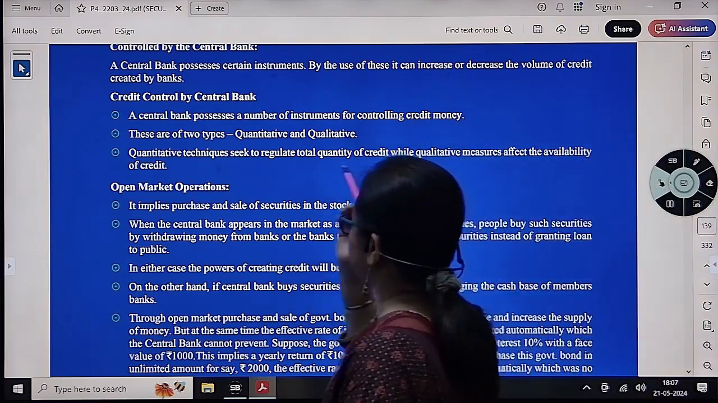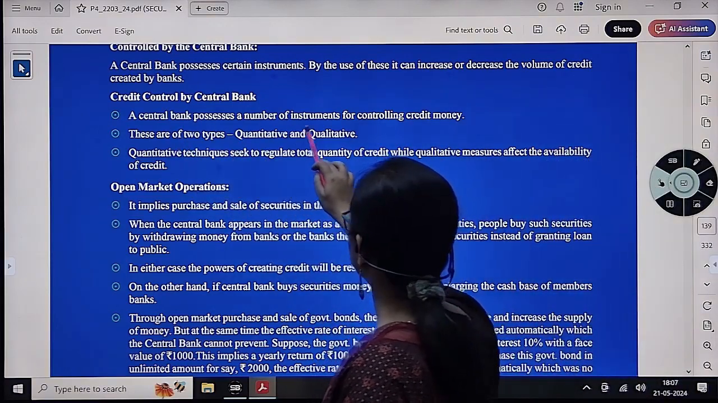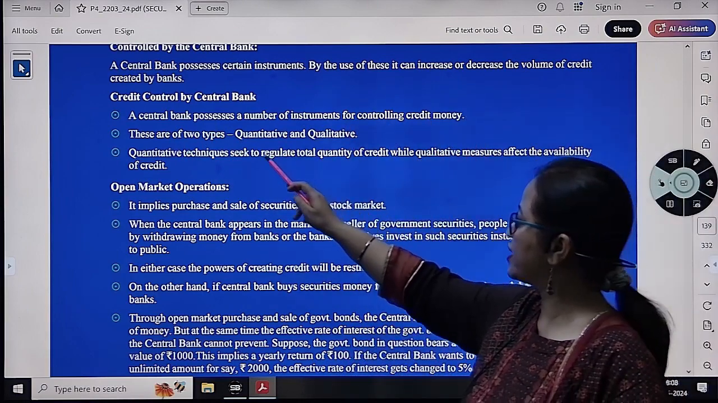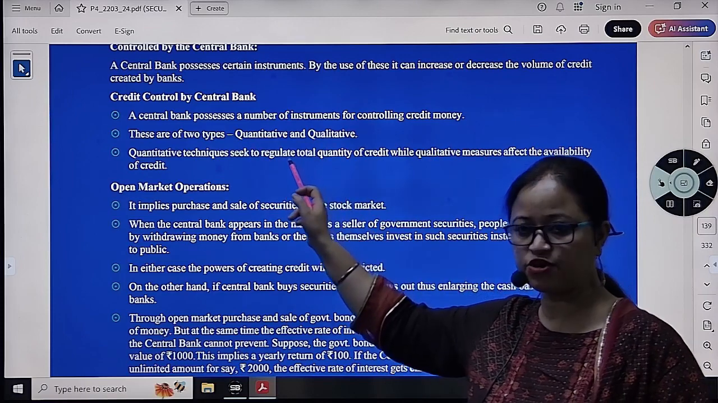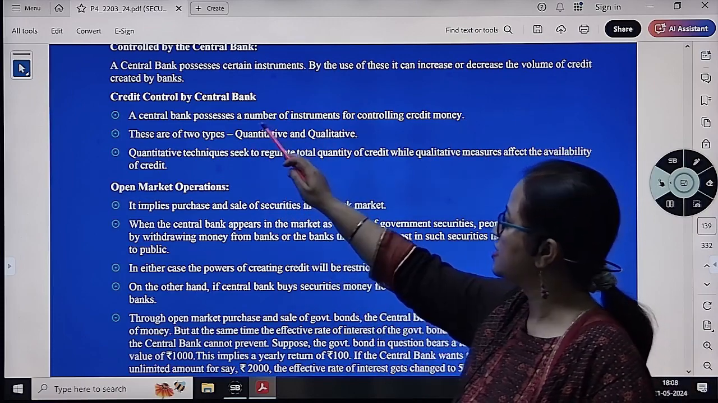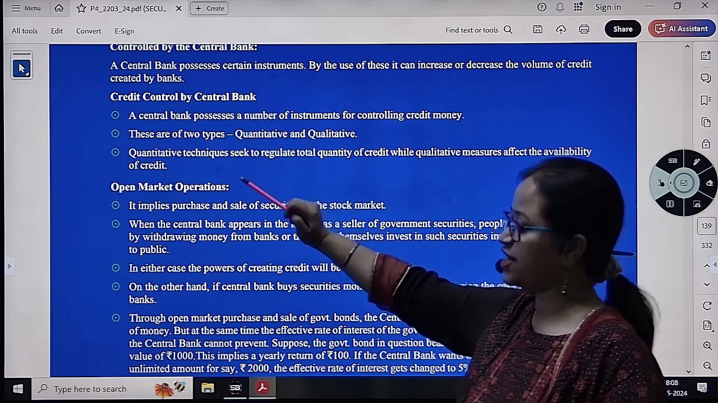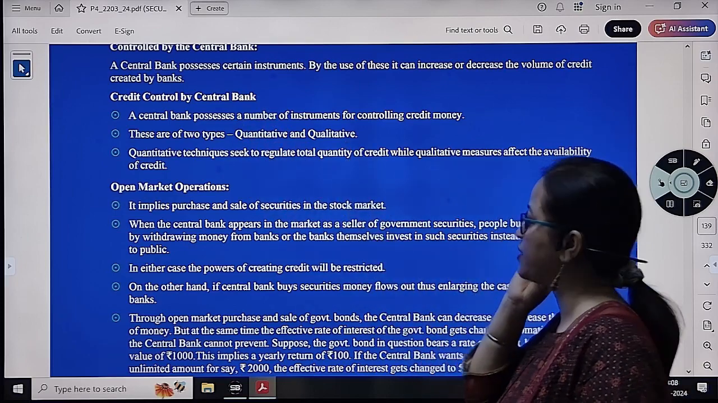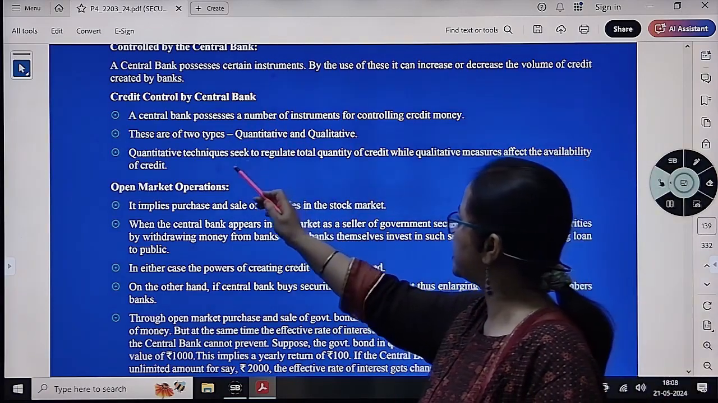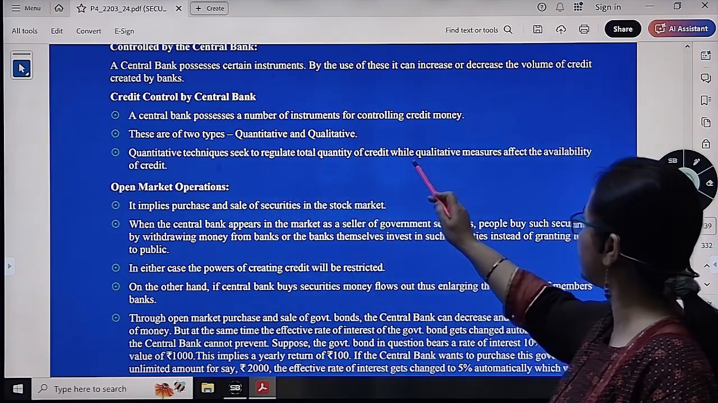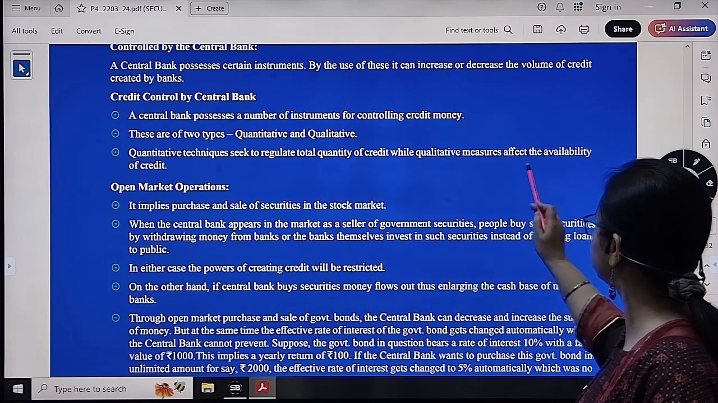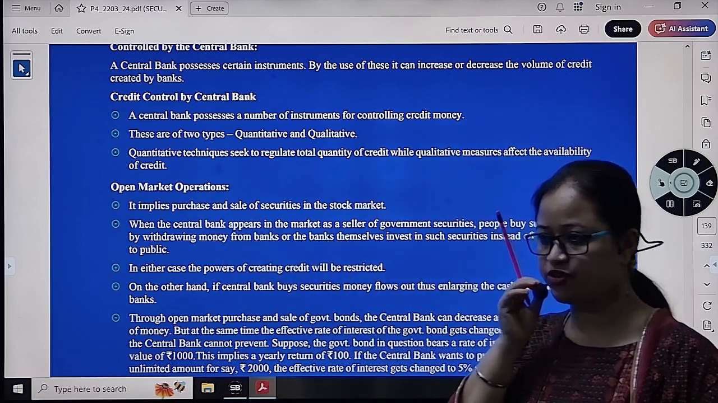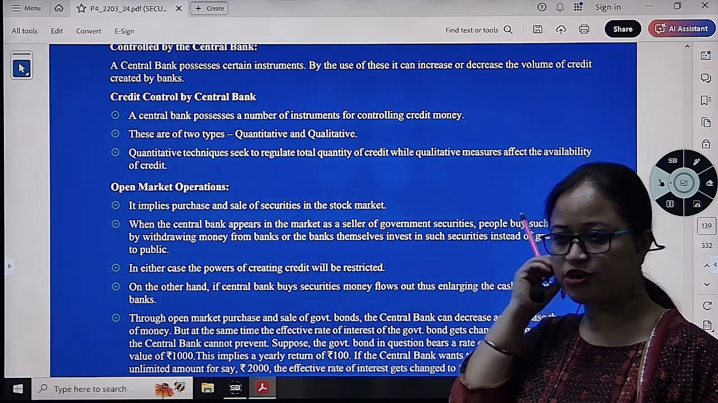So here you can see the central bank possesses a number of instruments for controlling credit money. Basically there are two types of instruments or techniques with the help of which central bank controls credit. One is quantitative, another one is qualitative. Quantitative techniques seek to regulate the total quantity of credit, while qualitative measures affect the availability of credit. So we will discuss a few quantitative credit control techniques today.